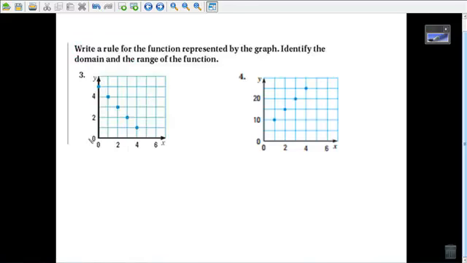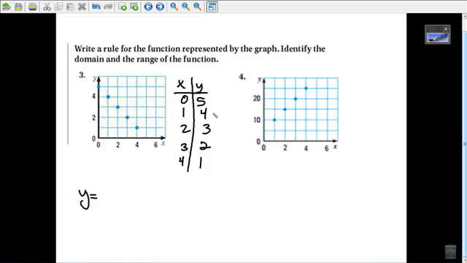Now they're going to want us to write a rule for the function that's represented by the graph, and they want us to identify the domain and the range. The first thing that I want you to do is make a table. So we're going to pull these points off from the graph and put them on a table. So I have 0, 5, and 1, 4, 2, 3, 3, 2, and 4, 1. And we have to decide, what are we doing to these x values to get the y?